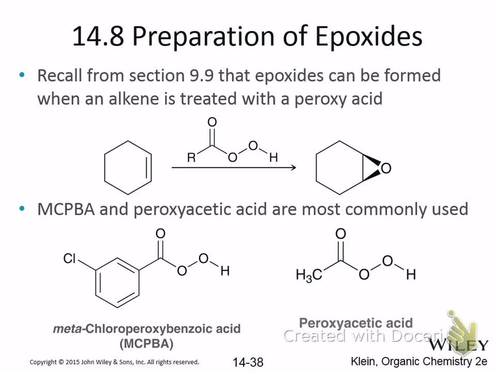Okay, so how do you make epoxides? Epoxide, we talked about this before. Peroxyacetic acid, MCPBA, forms the epoxide ring. I'm not going to spend a lot of time on that mechanism, but that's an easy way to form them.